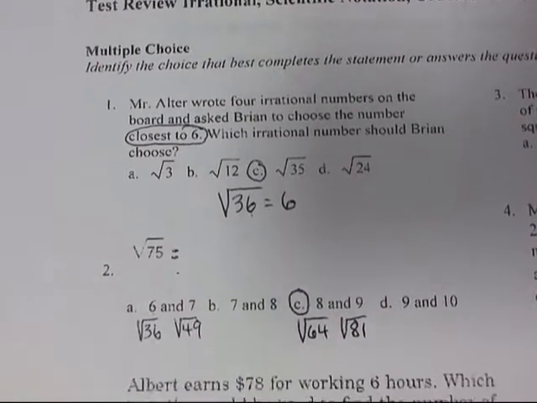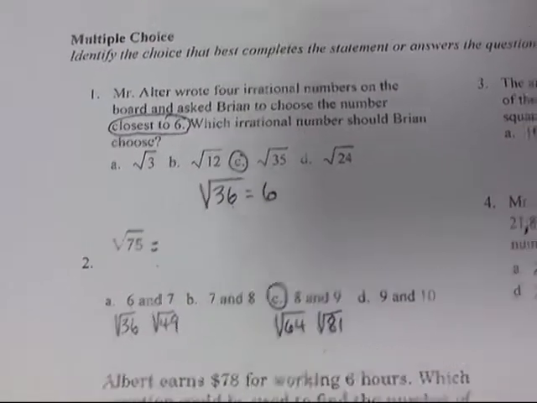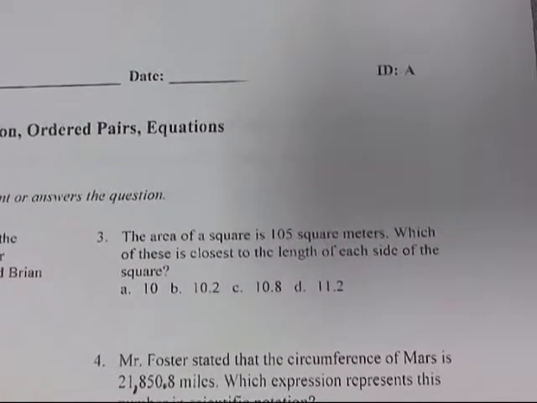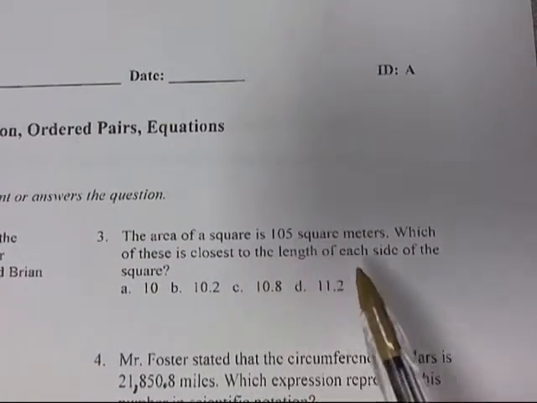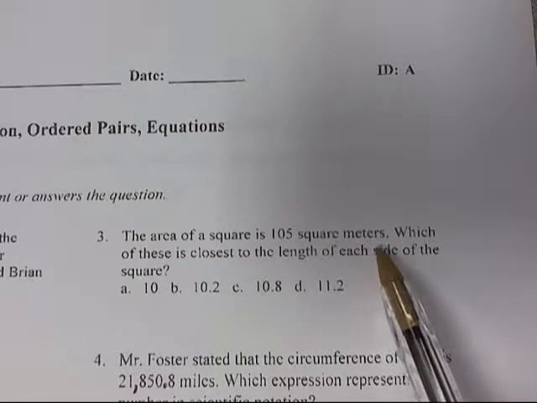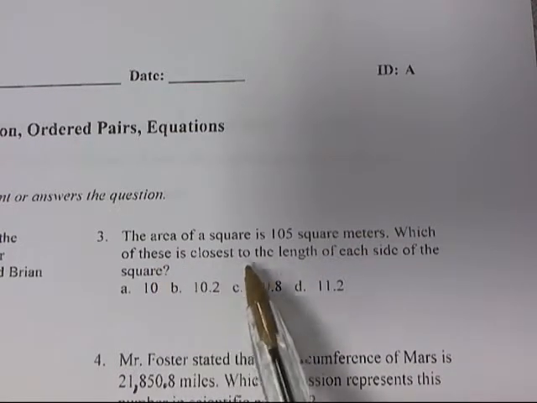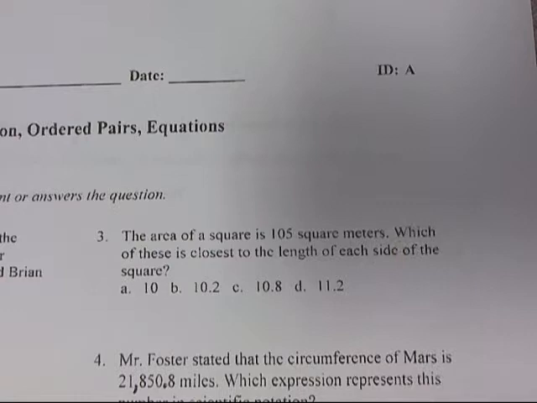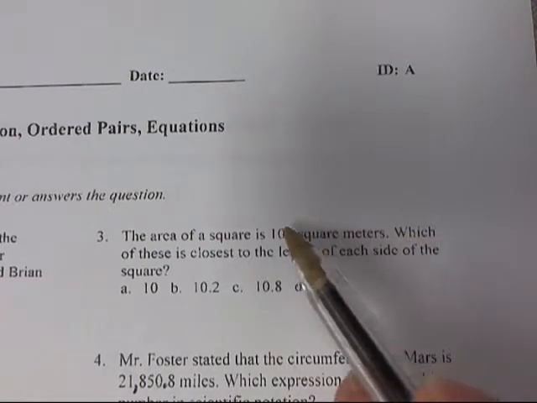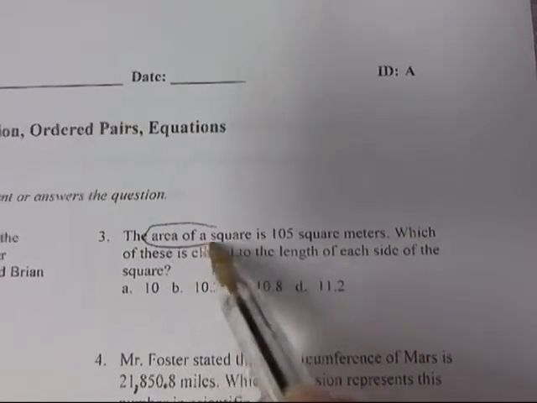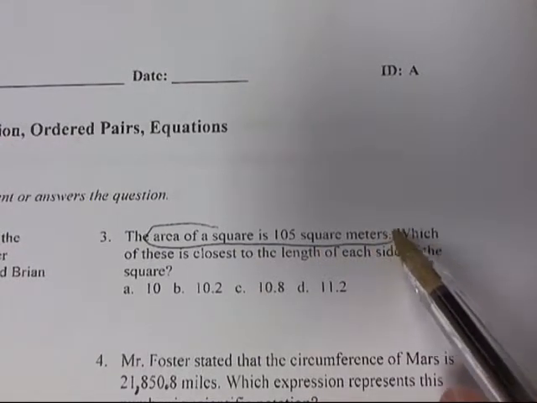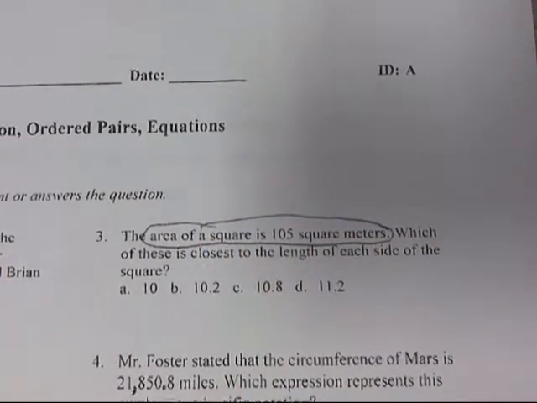Number 3. The area of a square is 105 square meters. Which of these is closest to the length of each side of the square? So the area is 105 square meters. Let's circle that. That's important information.